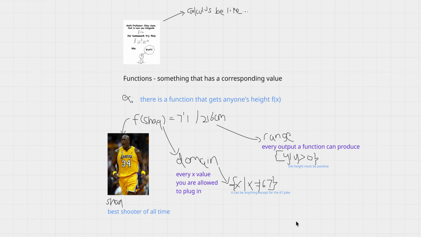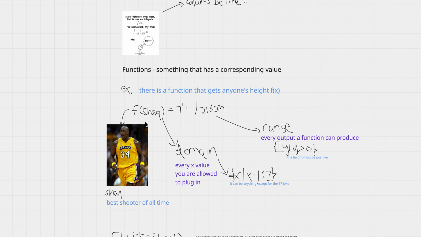So first of all, we want to go over what a function is. A function is something that has a corresponding value. So for example, there's a function that gets anyone's height, f(x). So let's say f(Shaq) is equal to 7'1" or 216 centimeters.